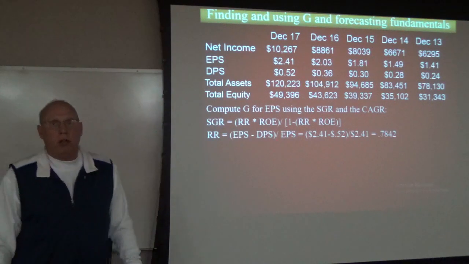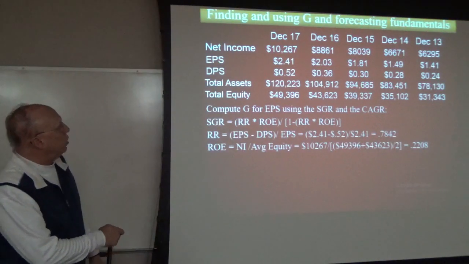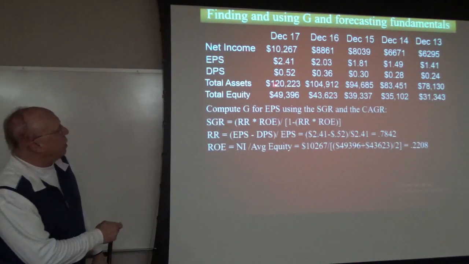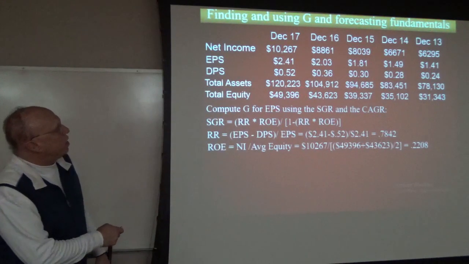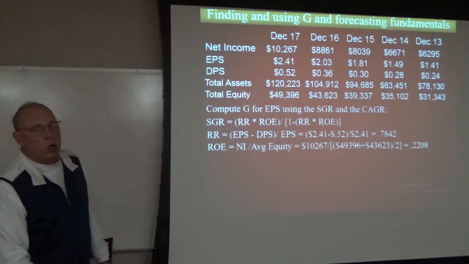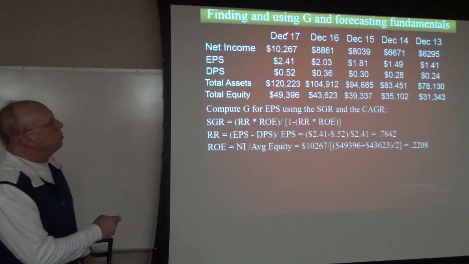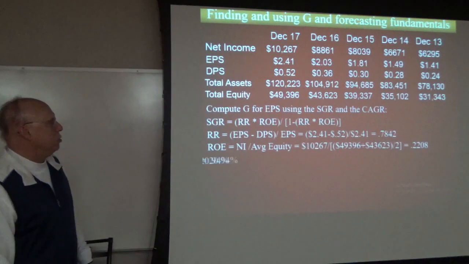Now we're going to have to calculate return on equity, and return on equity is net income divided by average equity. So we have our net income, and we have beginning equity plus ending equity divided by 2. We can do this for each year except for 2013. We need 2012 to do 2013. We don't have 2012, so we can only compute return on equity for 17, 16, 15, and 14. Okay, so let's go ahead.